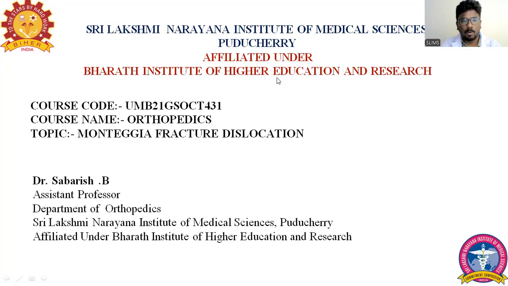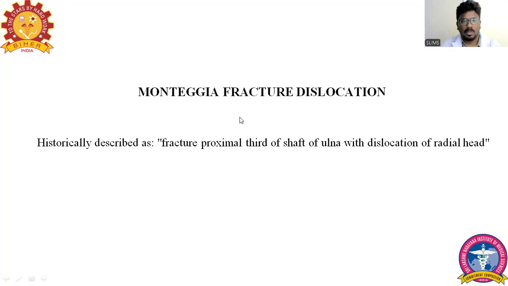Today, we are going to see about Monteggia fracture dislocation. Historically, it is defined as a fracture of the proximal third of shaft of ulna with dislocation of the radial head.